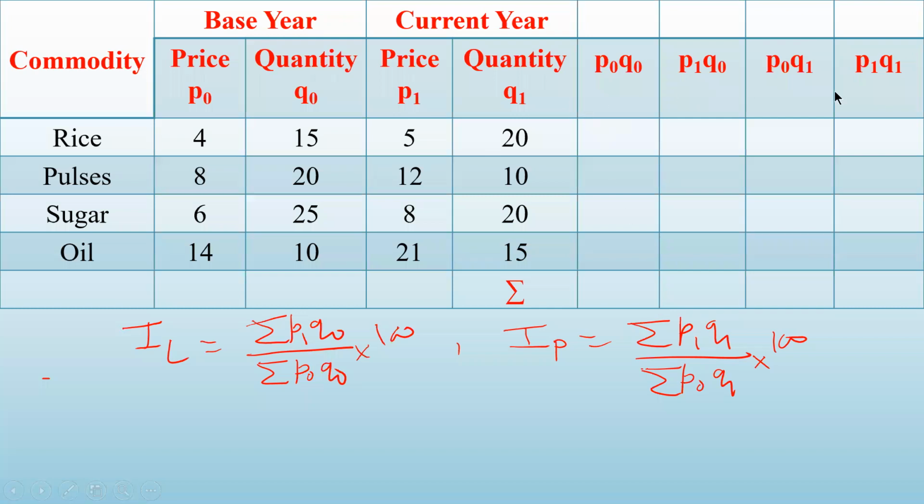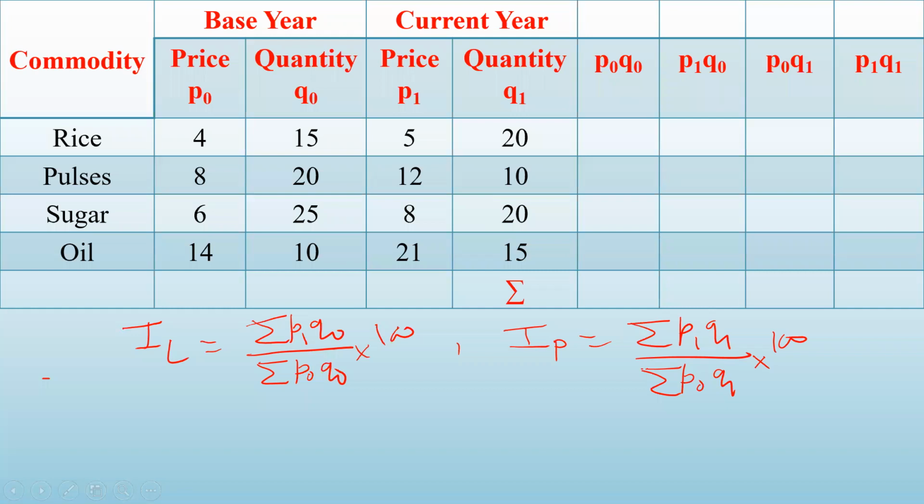So I have to make 4 more columns. So I prepared 4 more columns. The first one is P0 Q0. You need P0 Q0, and P1 Q0 you need here. P0 Q1, the denominator of IP, and P1 Q1, the numerator of IP. So I have to prepare these 4 columns.